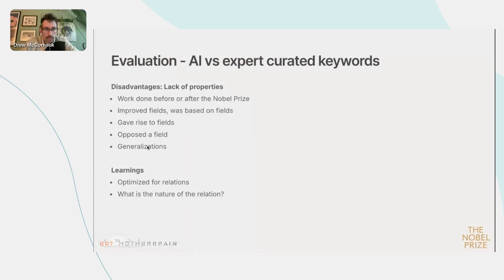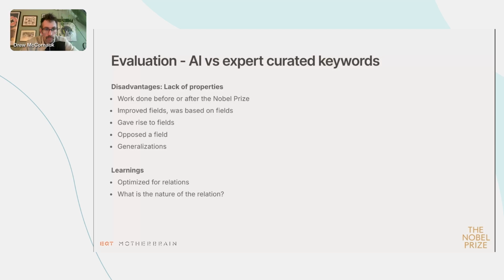We also saw that the prompt that we used to extract these keywords maybe wasn't smart enough to retrieve enough context. So the experts that we reviewed these keywords with said, well, this person didn't work in this field. She actually was vehemently opposed to this field, or this expert didn't work in this field, but his work gave rise to this field. So this felt like a distinction that was really important for different use cases for these keywords.